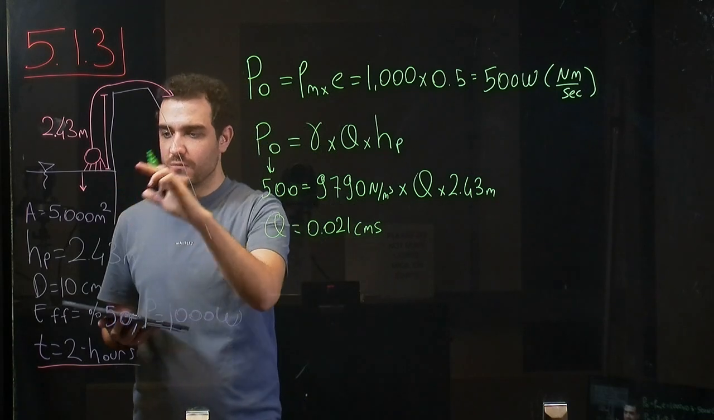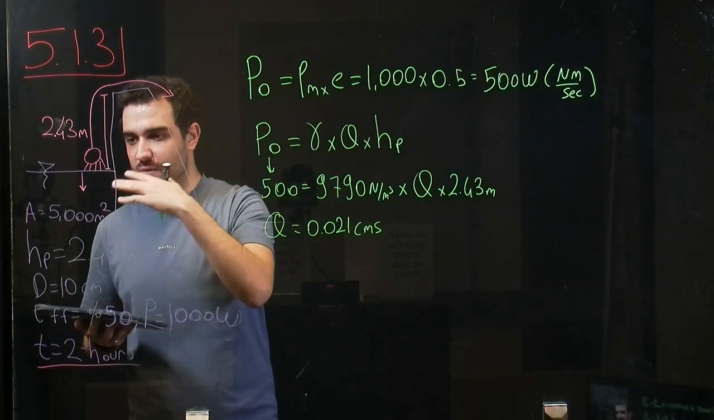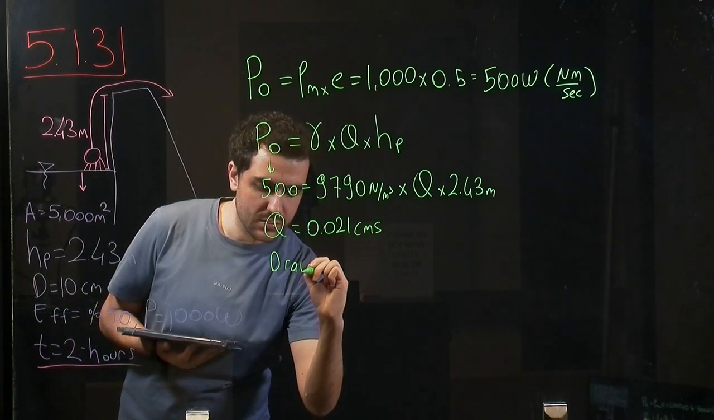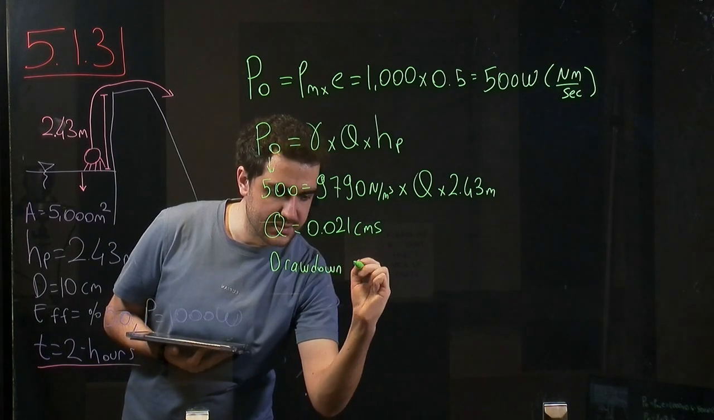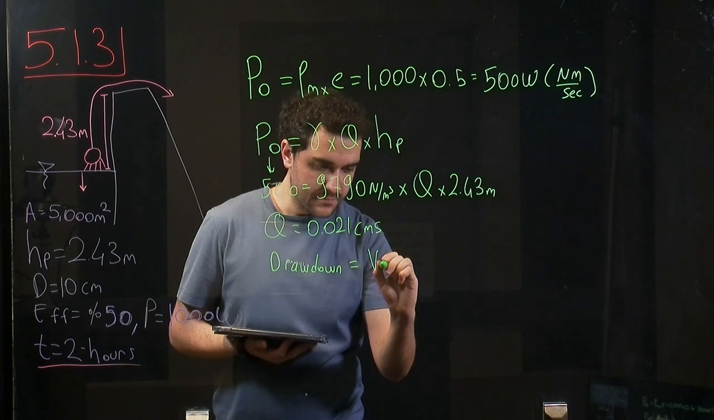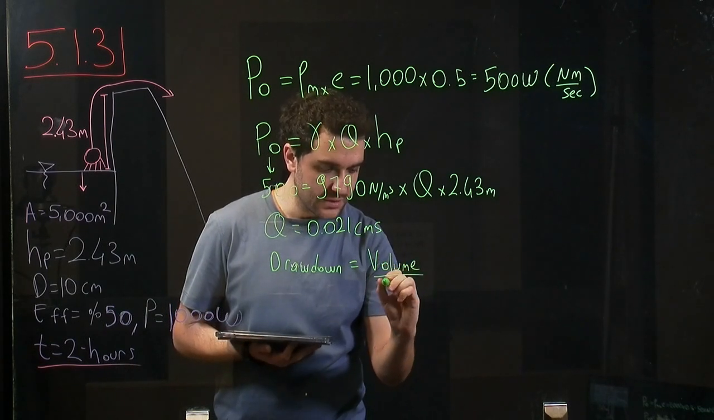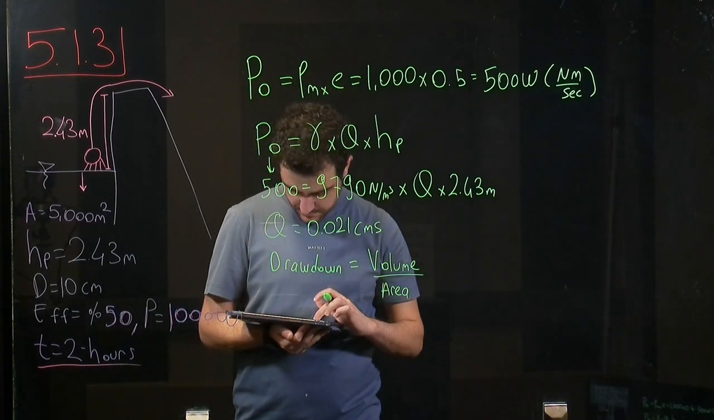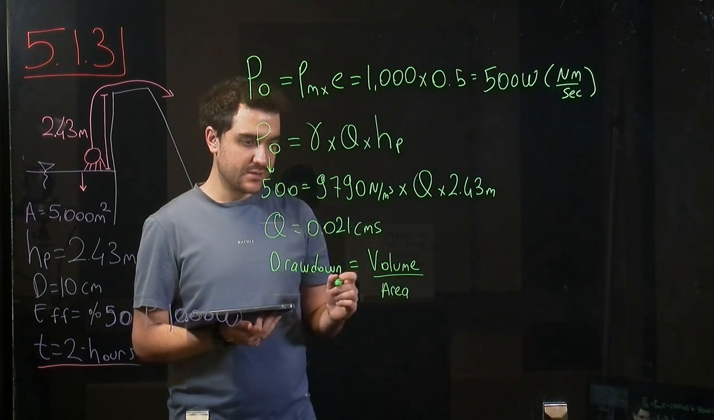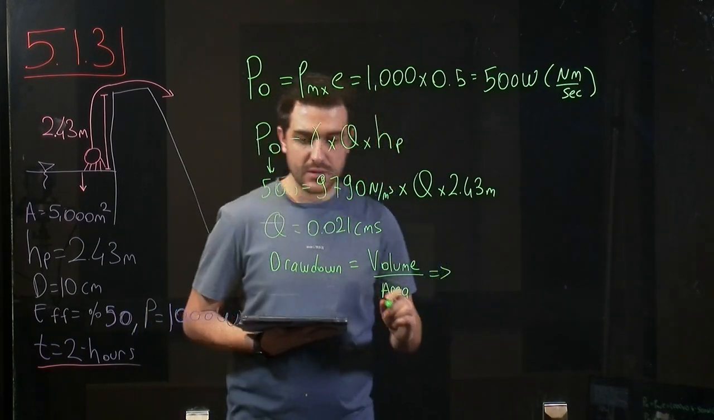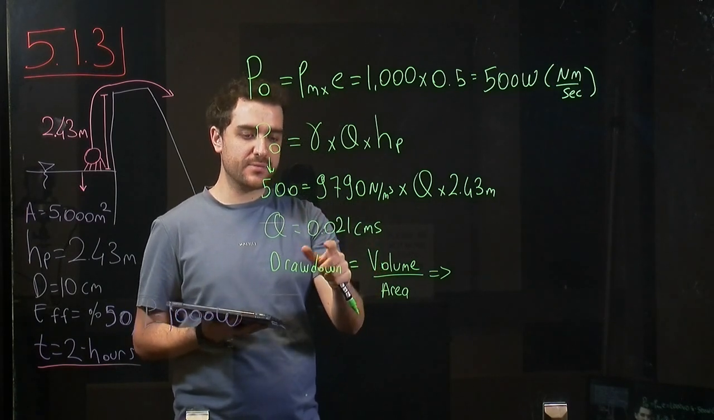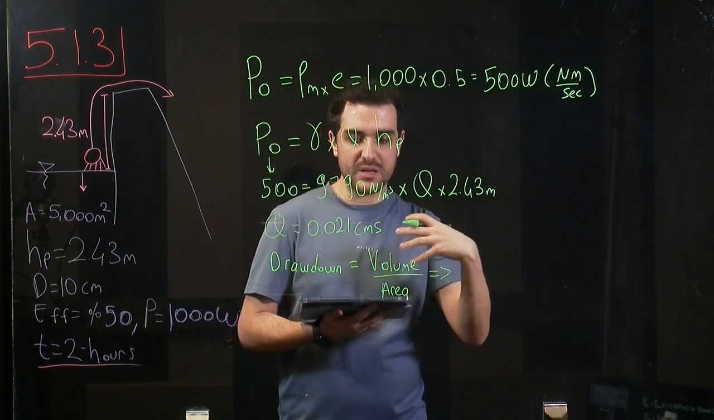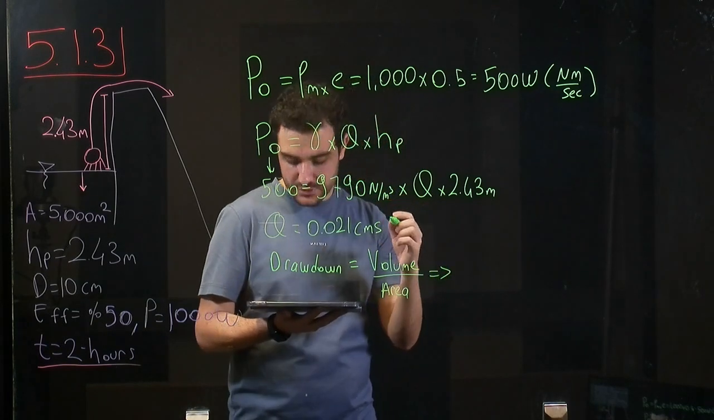And to estimate the drawdown, which gives how many centimeters the lake goes down. So drawdown is volume over area. So per second we have a volume of water as 0.021. So we need to find how much water volume we will have in 2 hours.